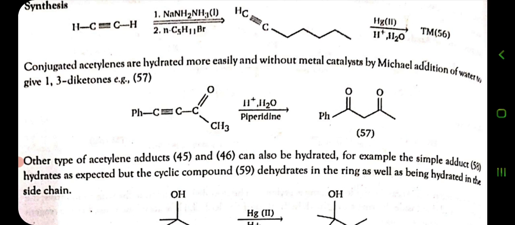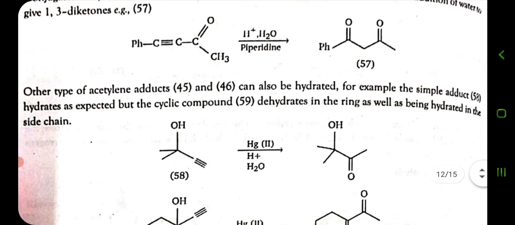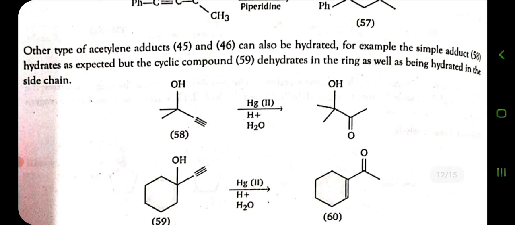So the other type of acetylene adducts in this reaction can also be hydrated. For example, the simple adduct 58 is hydrated as expected, but the cyclic compound 59 dehydrates in the ring as well as being hydrated in the side chain. So we will get the hydrated product.